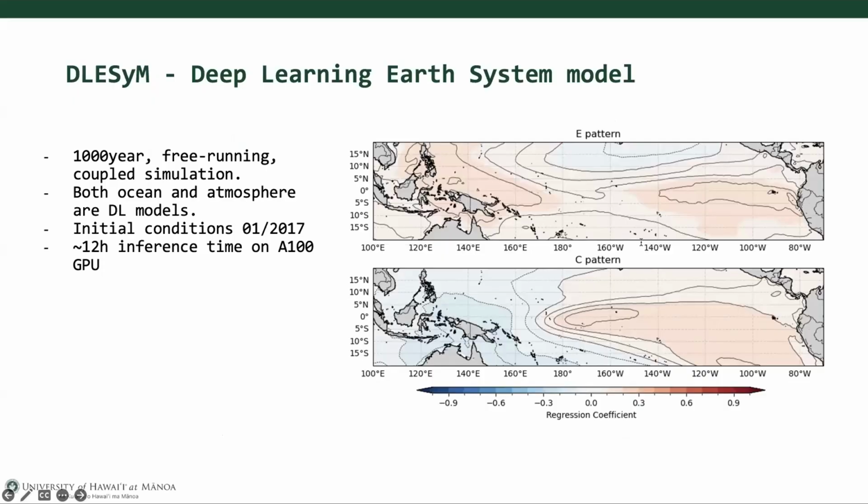Then we turn to Elysium, which is a coupled simulation, as I said. And as you can probably tell by looking at the patterns, they are not that good. The main advantage is that this took 12 hours to run on the A100. An equivalent simulation of 1,000 years would have taken 90 days on more than 1,000 CPUs.